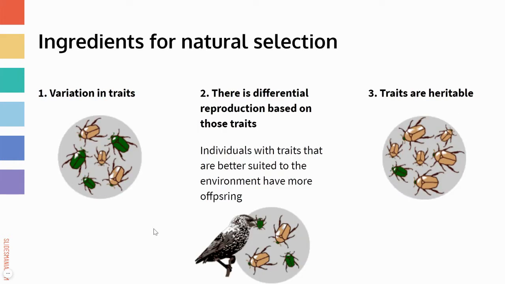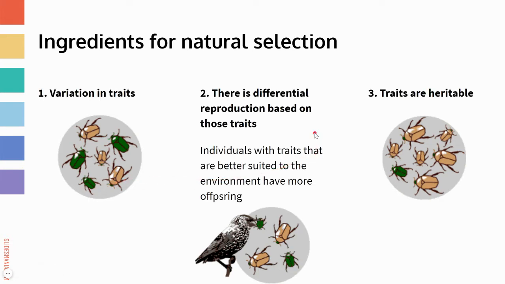The first one is variation in traits. This is just the idea that in a population, the individuals that make up that population can't be identical, they need to have variation. This variation could be something like color or other physical things like size. It could also be behavioral, it could be something physiological, but we need differences among the individuals in our population.